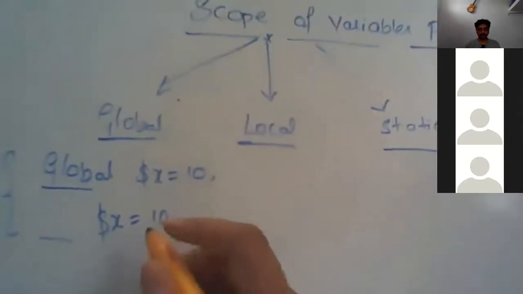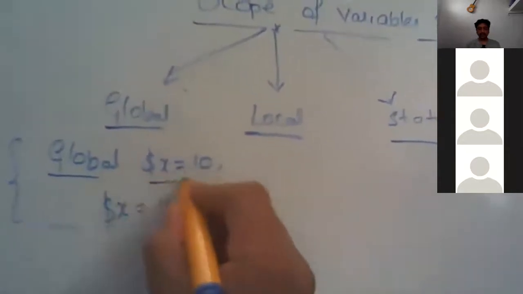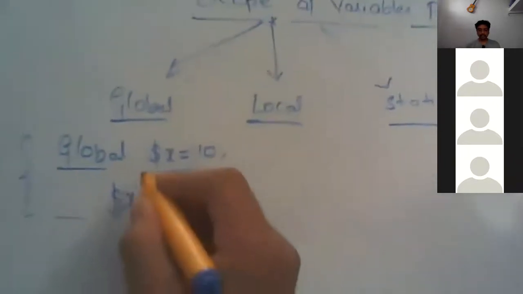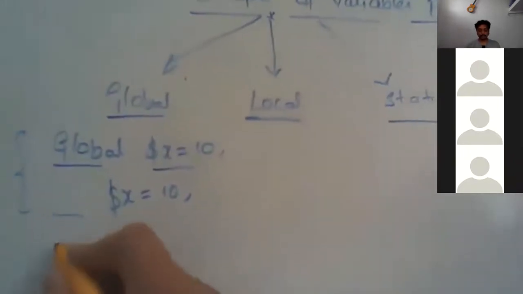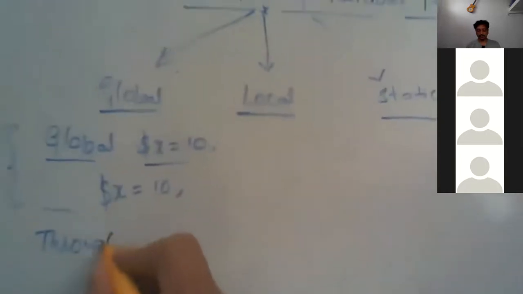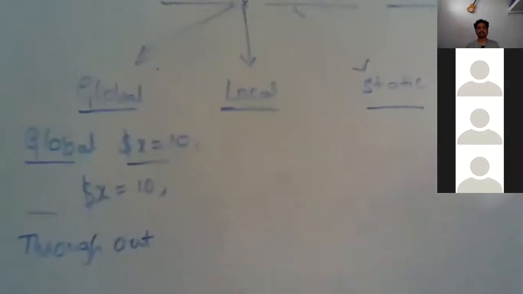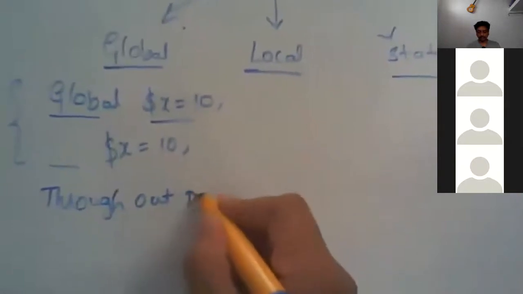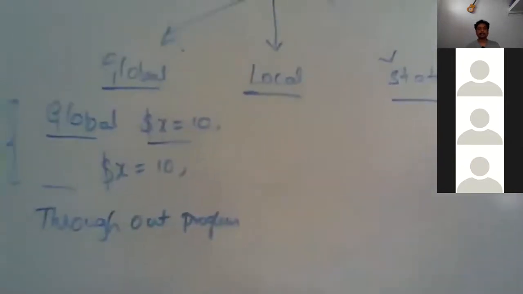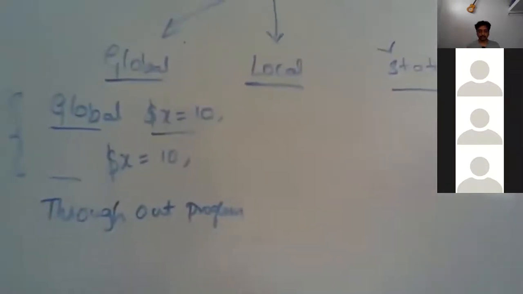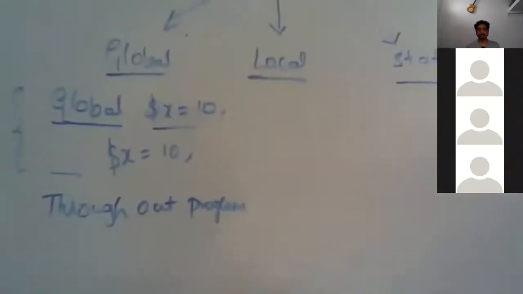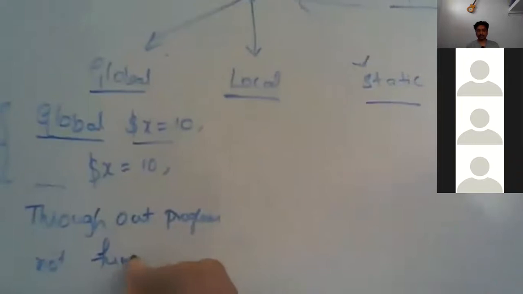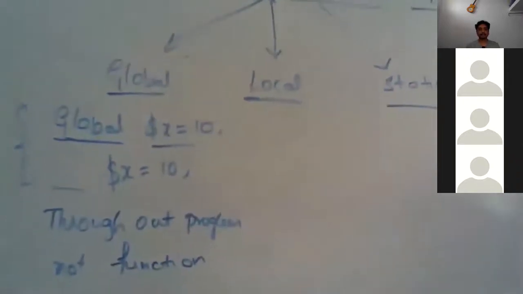Once we declare a variable as a global variable, the scope of the variable will be throughout the program, but not inside the function. We can use it anywhere in the program, wherever you want, but not inside the function. Inside the function we are not able to use this particular global variable.